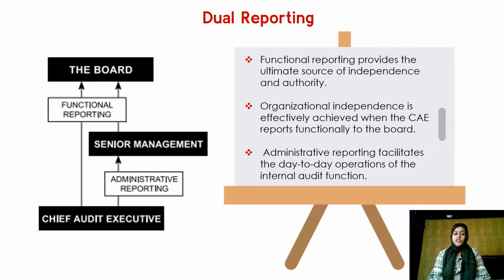Here comes the dual reporting relationship. Dual reporting relationship has two aspects. One is functional reporting and another one is administrative reporting. So the Chief Audit Executive needs to functionally report to the board or audit committee, and administratively he or she should report to senior management. It is the functional reporting that provides the ultimate source of independence and authority, and which establishes the position of the internal audit activity within the organization. Organizational independence is effectively achieved when the CAE reports functionally to the board or audit committee. And administrative reporting is basically relating to the day-to-day operations of the internal audit function.